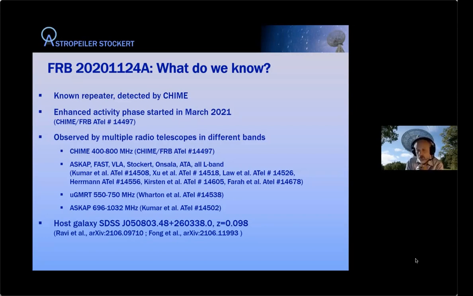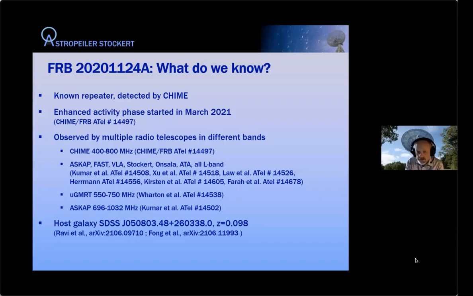What we also know, due to this heavy activity, is where it is located. The host galaxy has been identified, and therefore, we also know the distance. The redshift is a z of 0.098. So it's a fairly close FRB, which is probably also the reason why we see a lot of pulses from that. So this is the starting point.